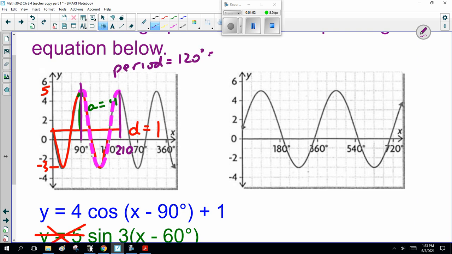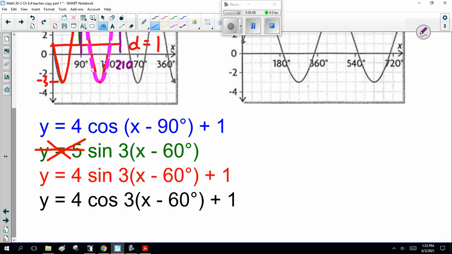120 degrees, which is 360 degrees divided by B. So cross multiplying, we get 360 over 120, which is 3. Is that a 4 sine? Okay, now this is getting annoying.